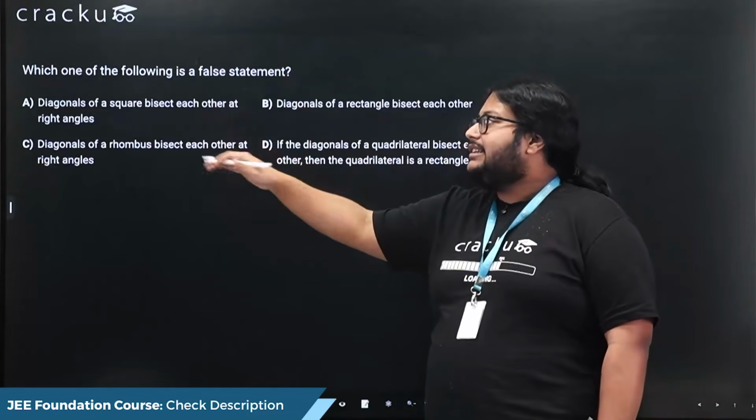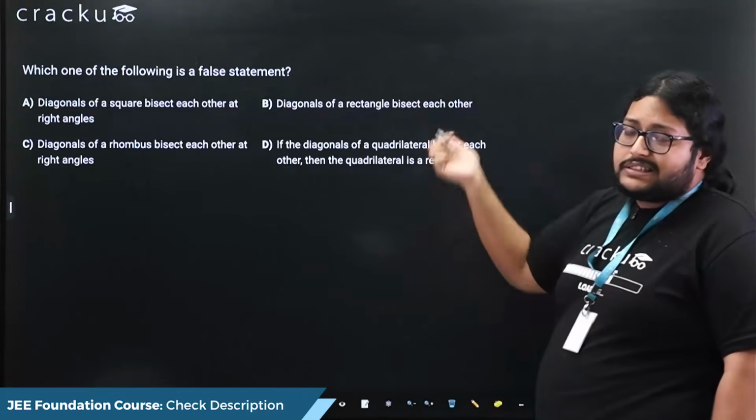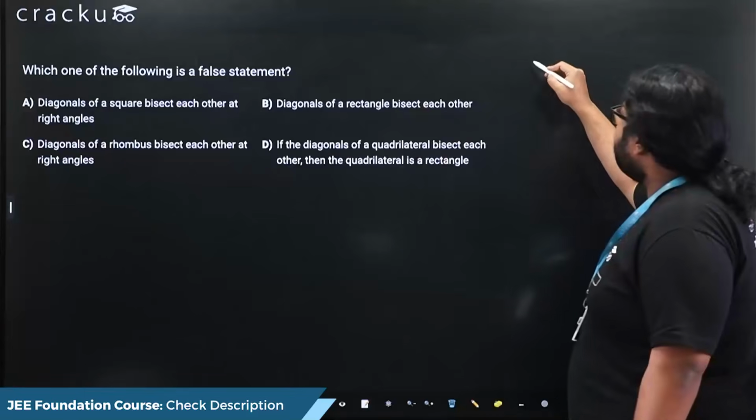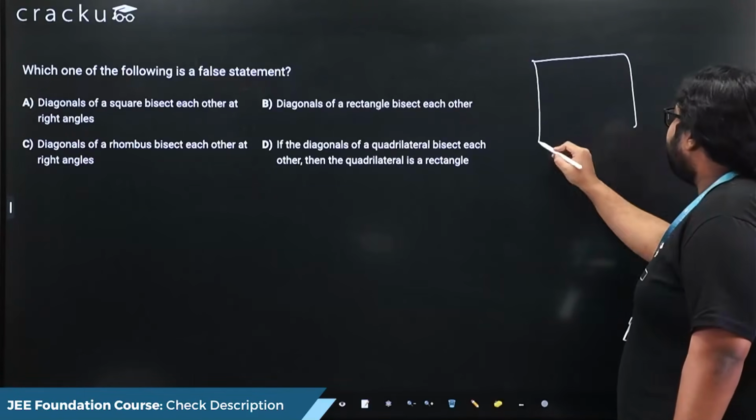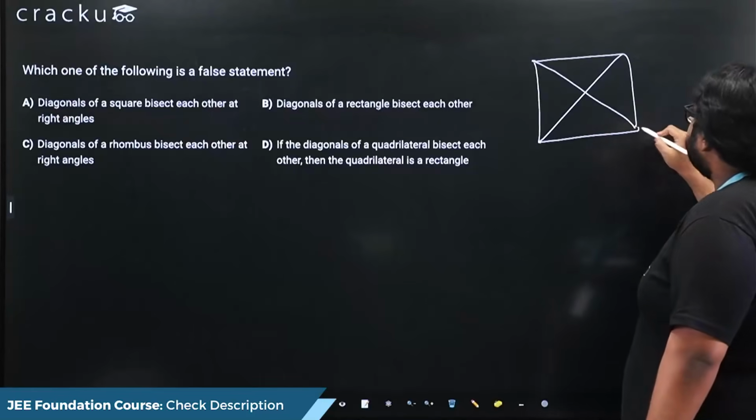Option A says diagonals of a square bisect each other at right angles. This is obviously true. This is always true. How can we prove this? Let's consider a square like this. These are the diagonals.